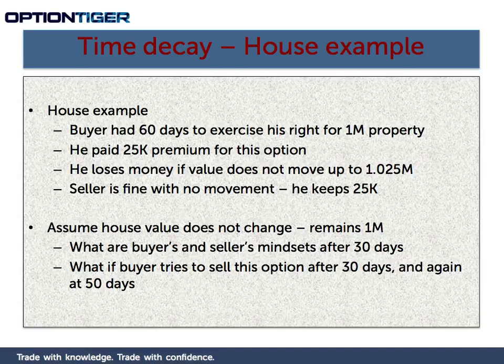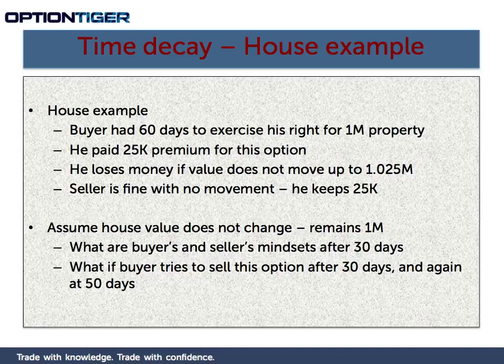Now, let's fast forward a few more days, and let's say 50 days have gone by and we only have 10 days left in this option's life. And the price hasn't moved. It's still at 1 million. So now the buyer is really concerned because it looks like he's totally running out of time and there's no way that he can recover the cost of this option. If he tries to sell it, he's probably going to get less than 7,000 or 6,000 for this option.